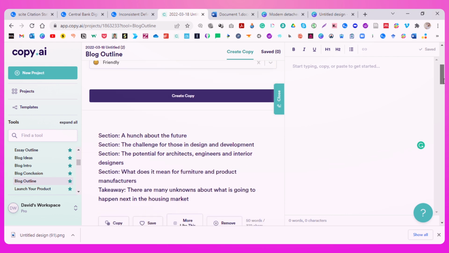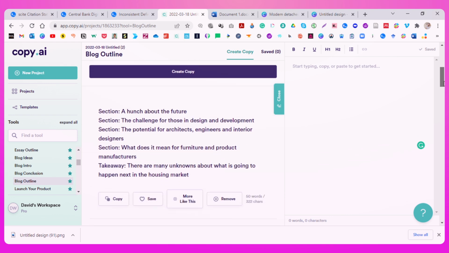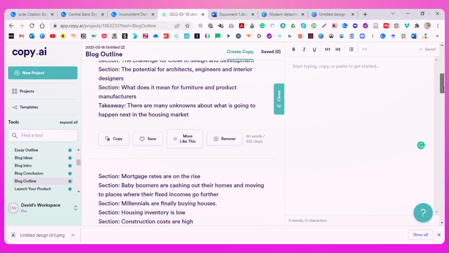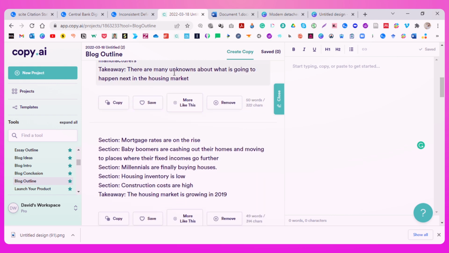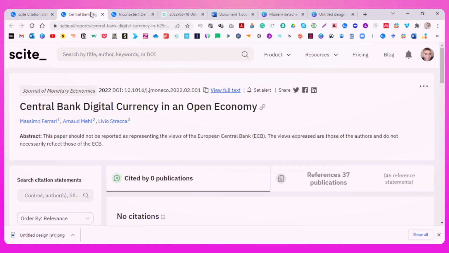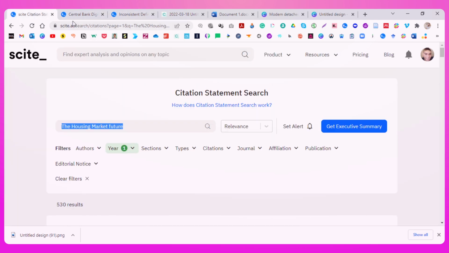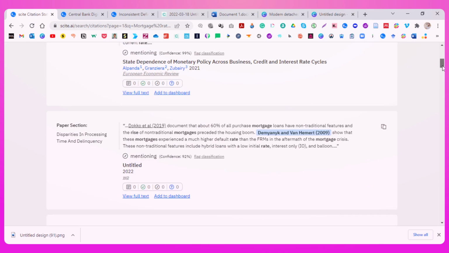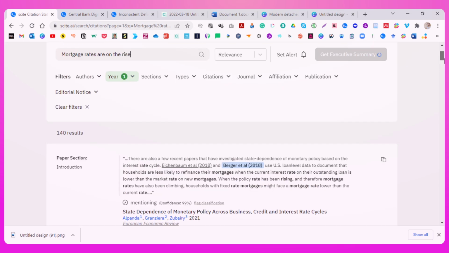We're going to give this about 20 seconds for our assistant to give us some tools of what we can look up. A hunch about the future, the challenge for those in design and development, potential architects. So mortgage. Okay, here we go. Mortgage rates are on the rise. This looks like a fantastic statement to check out with research. So I'm going to take this statement and go into our research database right here and paste that statement in. We should be able to see a lot of information about the rates of mortgages rising, backed up by research.